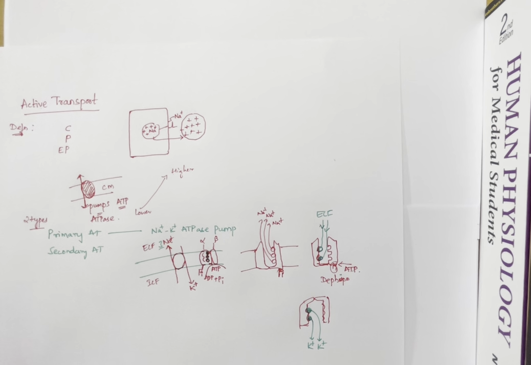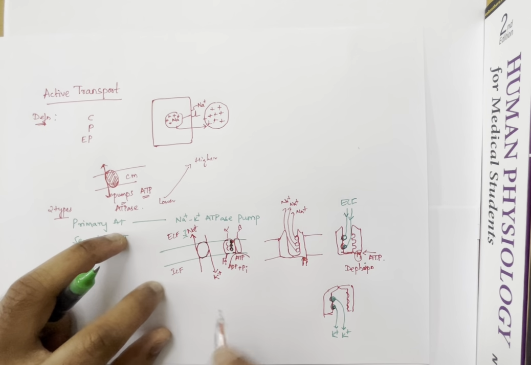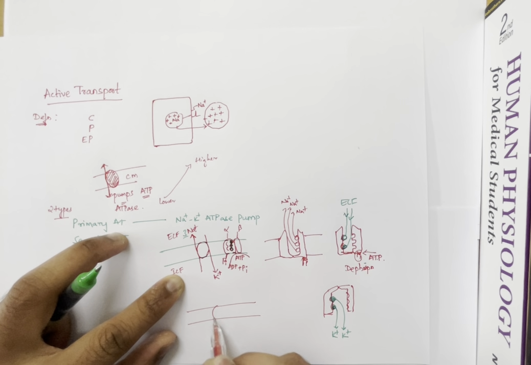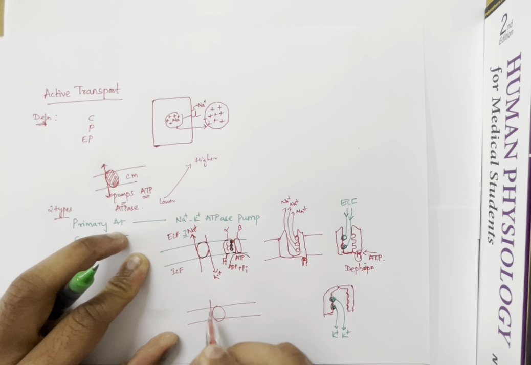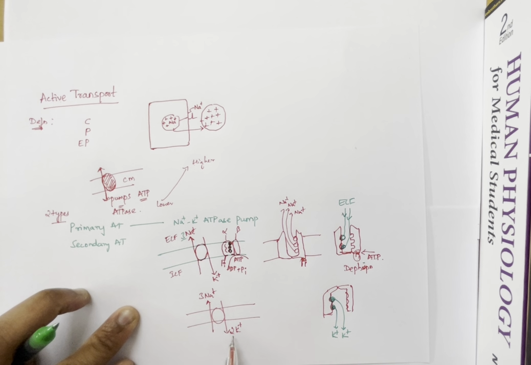So this is how the sodium potassium ATPase pump acts as a primary active transport, pumping out what? 3 sodium to the exterior and 2 potassium ions to the interior. See, now this will not maintain the electrical neutrality. This is pumping more positive to the exterior when compared to pumping less positive inside. What is happening? It is taking out positive.